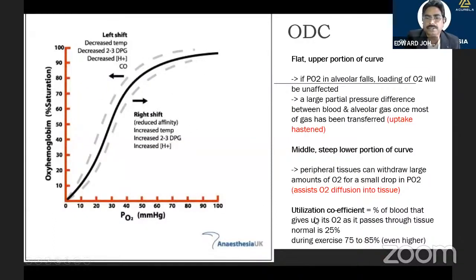So what is the utilization coefficient? The oxygen supplied to the tissues is 100%. If you take it as 100%, that is 20 ml. Only 25% is taken up by the tissues. The remaining 75% returns in the venous blood. So it is called the utilization coefficient. The utilization coefficient is 25%.